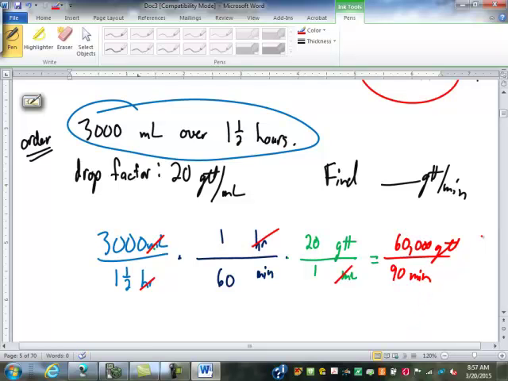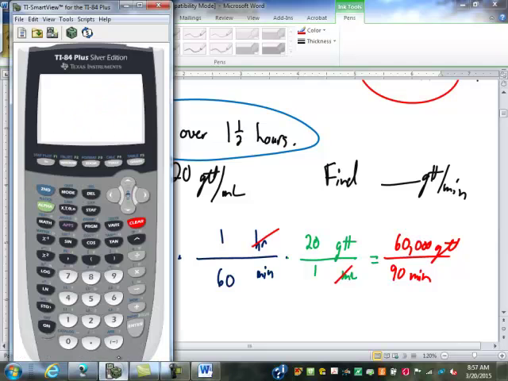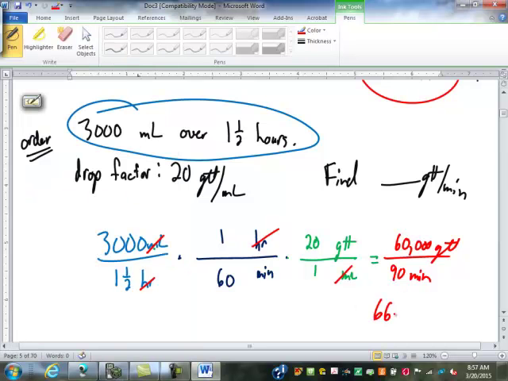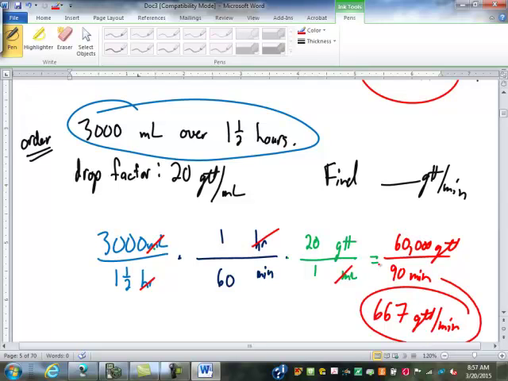If we divide that out, what are we going to get? Doesn't come out well, does it? 667 drops per minute. Now also, for this class, we will always round to the nearest drop. So instead of 666.66, we will go 667. Obviously, my example is not really good there.